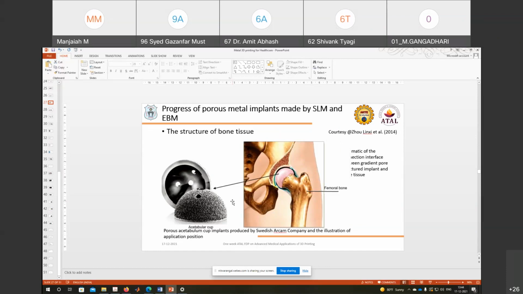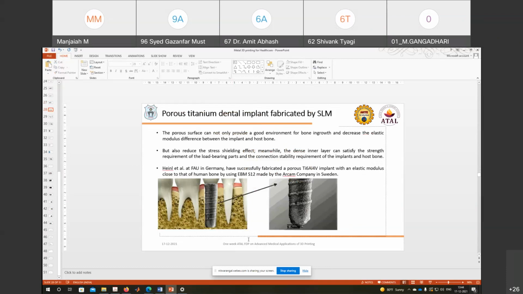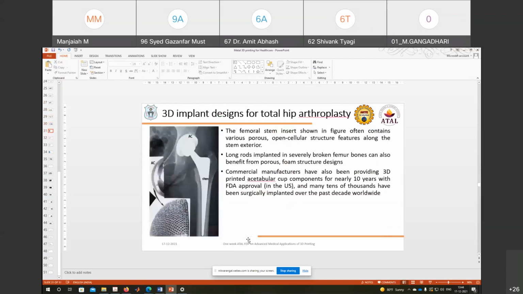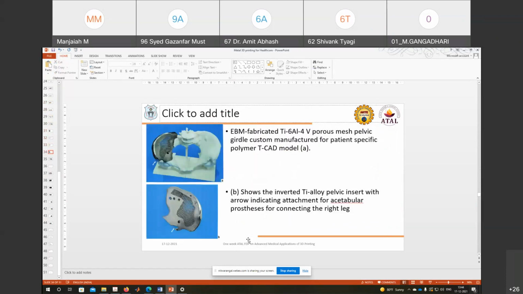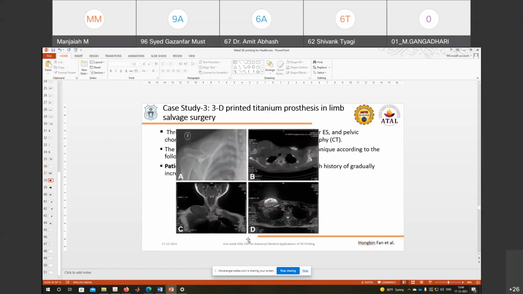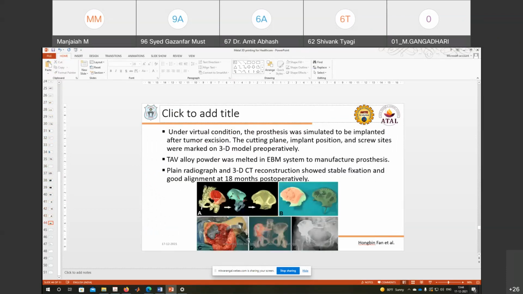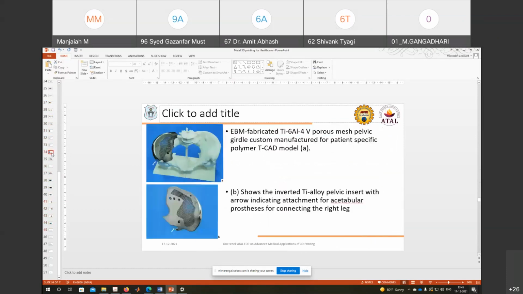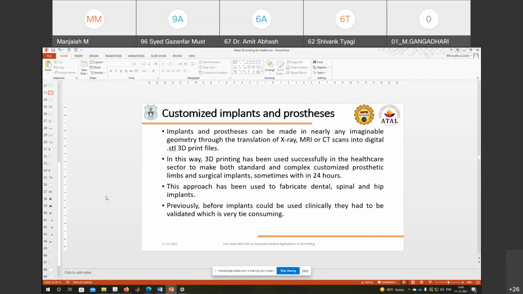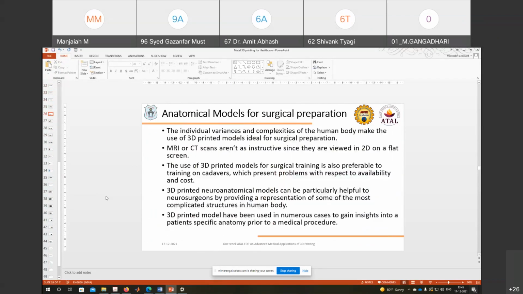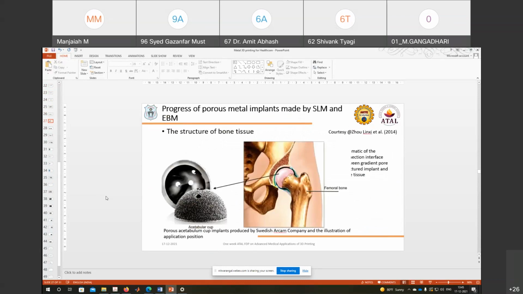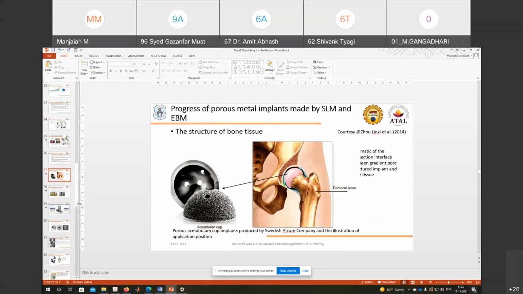Can you forward some slides, sir, to where you have shown the hip implantation? This one? No, sir. More forward, sir. Yeah, tell me your query. Do you know the slide number? No, sir. But it's okay, sir.